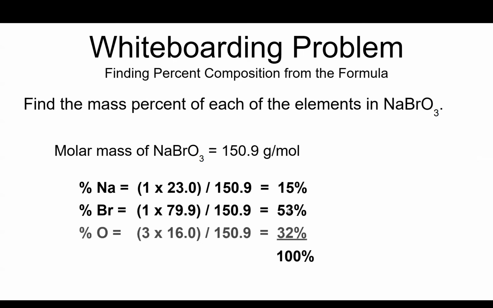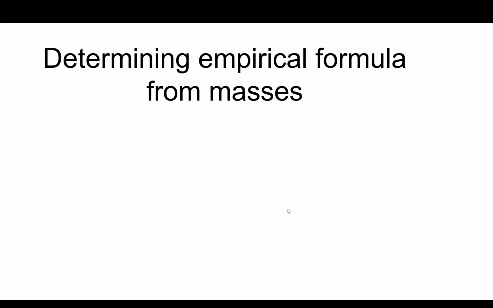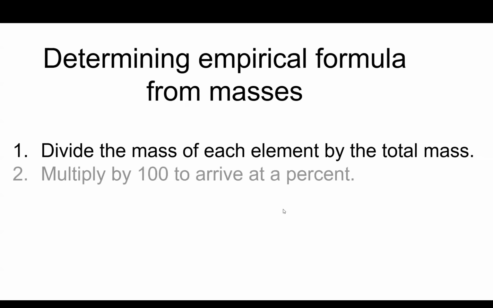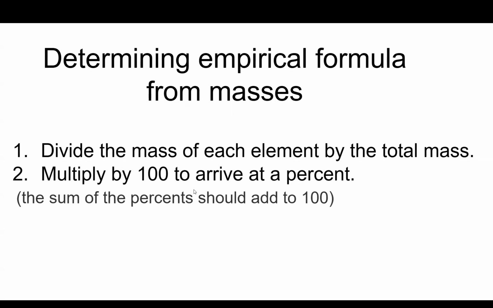Okay, one more thing, last technique. This is a related thing. Let's say that we're given masses and we're asked to find the empirical formula. In this case, divide the mass of each element by the total mass and multiply by 100 to arrive at a percent. The totals, just like before, if you're finding mass percents, the sum of all the elements' mass percents should be 100.